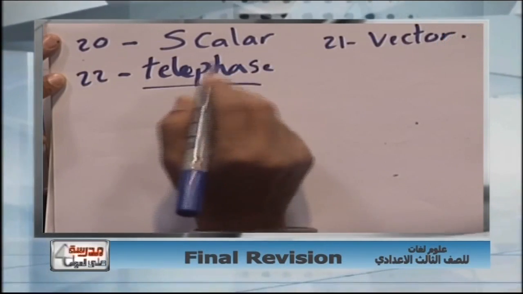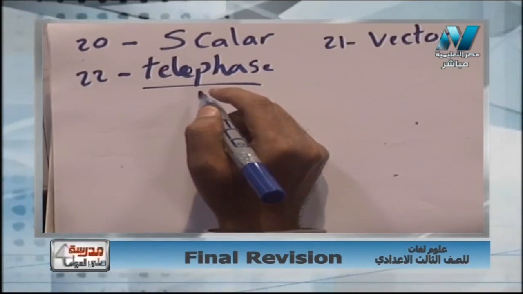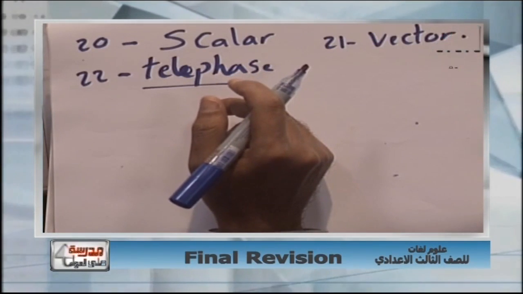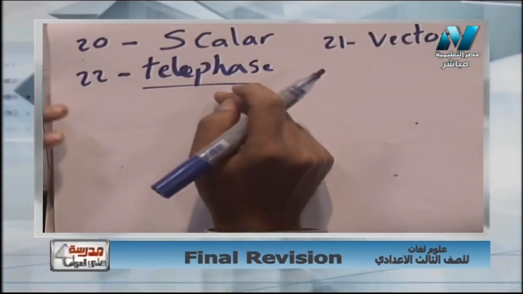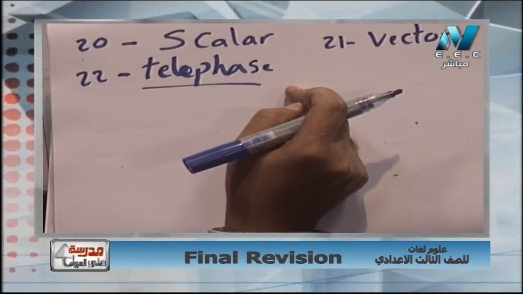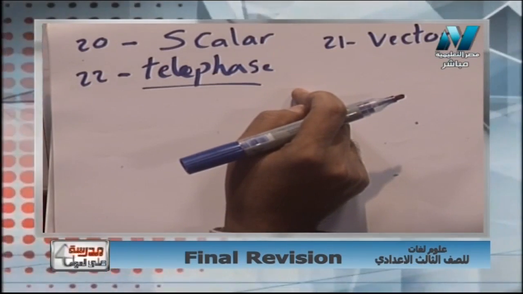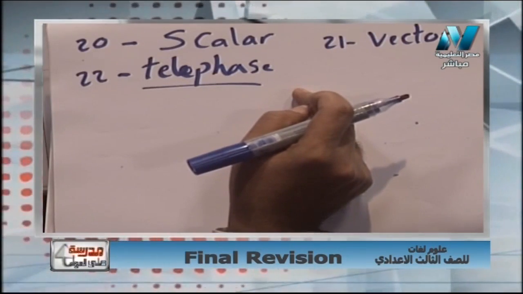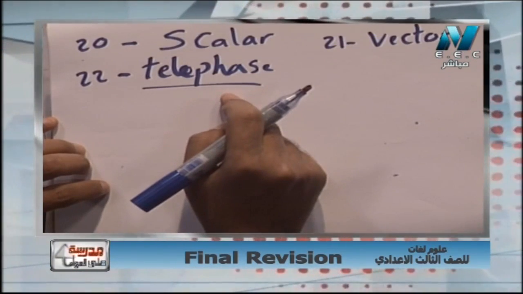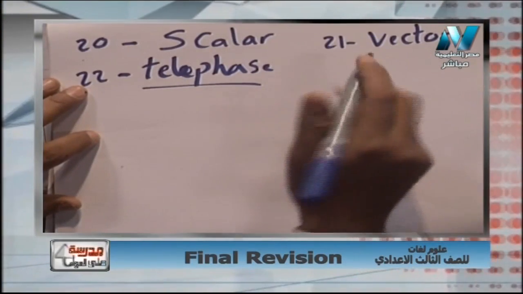Why? Because in prophase, disappearance of nuclear membrane, but in telophase, appearance of nuclear membrane. In prophase, appearance of chromosomes. In telophase, disappearance of chromosomes. In prophase, appearance of spindle fibers, but in telophase, disappearance of spindle fibers. So we can say that telophase is the adverse of prophase.